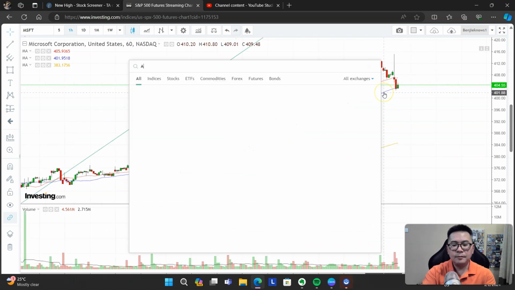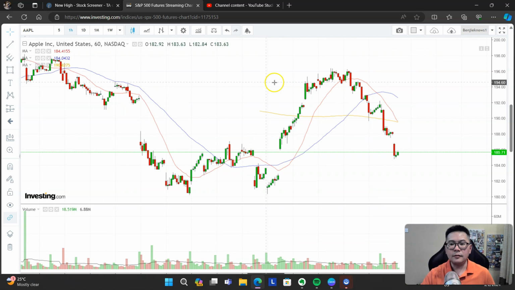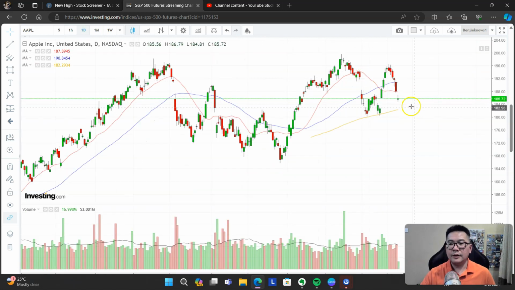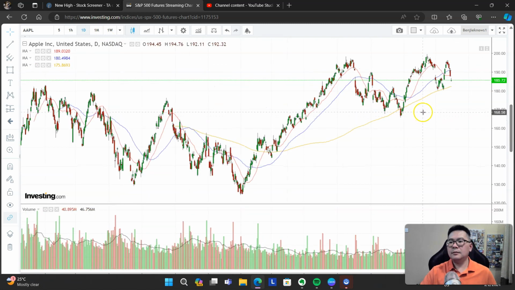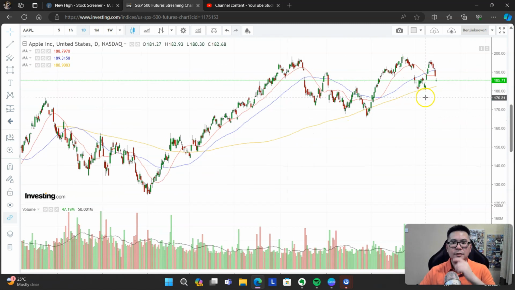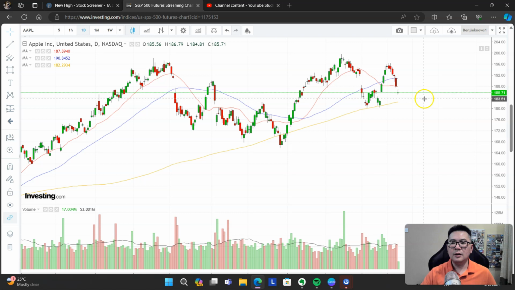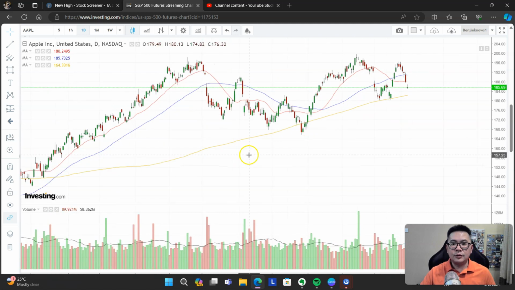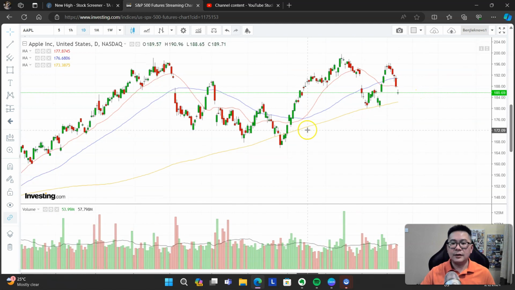Now one more stock, Apple. Okay, daily chart of Apple. So Apple, excuse me, got phlegm in my throat. So this stock has been respecting the 200 MA so far. You can see it finds support here, support. That's why the 200-day moving average is a very good area to find trades.